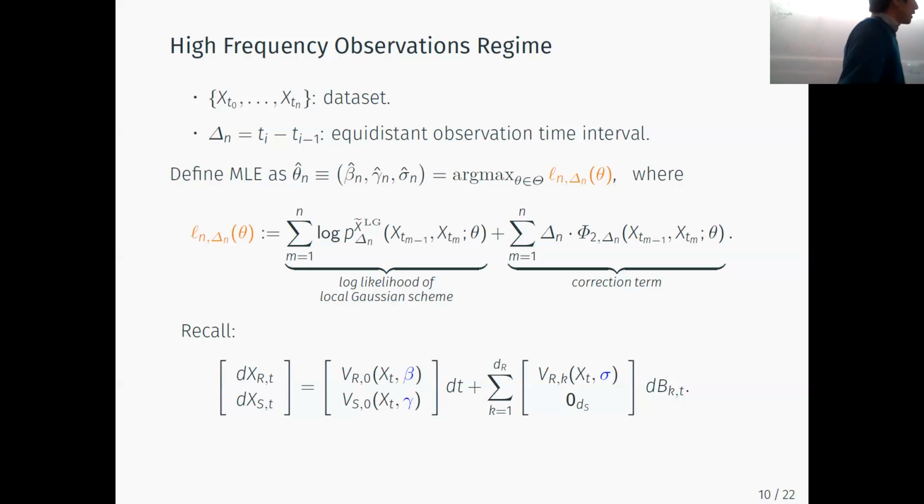And so now let's recall this system again. The beta is included in the drift term in the left component, sigma is a diffusion parameter, and gamma is the drift parameter in the smooth component.